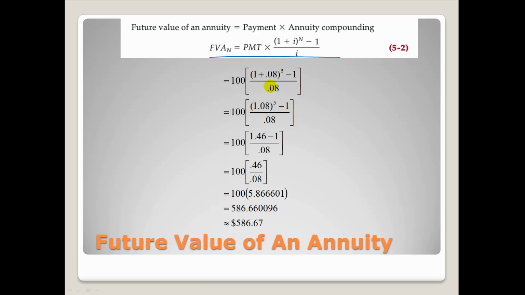So what we do is we load up all our variables. Our I is 8%, our N is 5, and our I here is also 8%, 0.08, and we have our payment. So you might want to stop this video and try to work through this problem. Make sure that you get the same answer that I do, 586.67, which is closer to the answer that we're looking for.